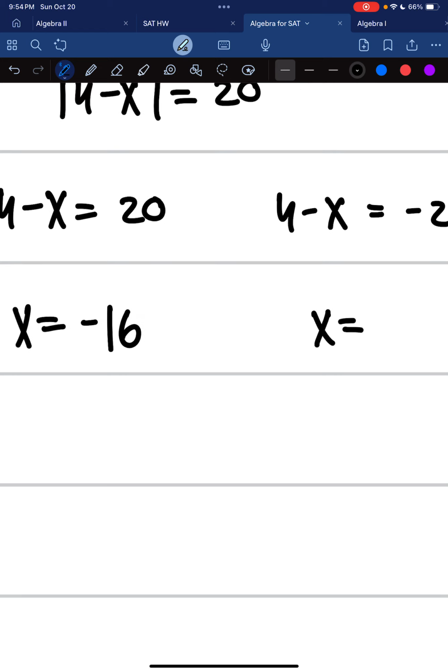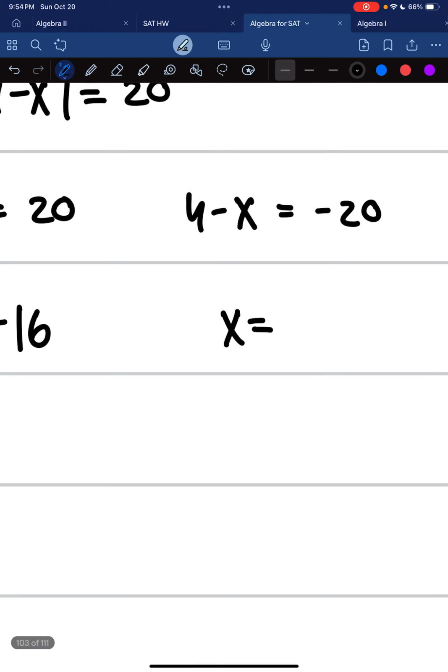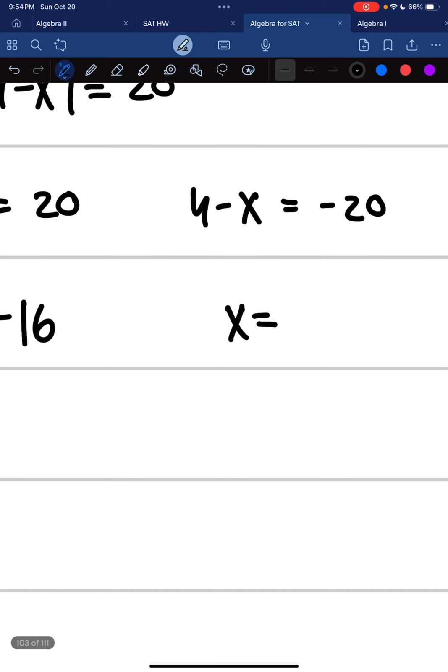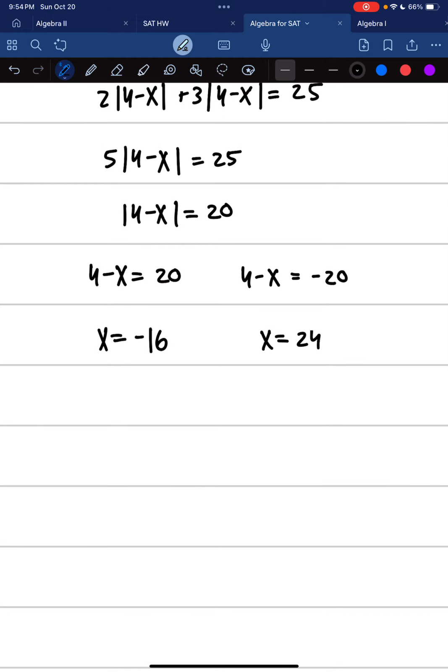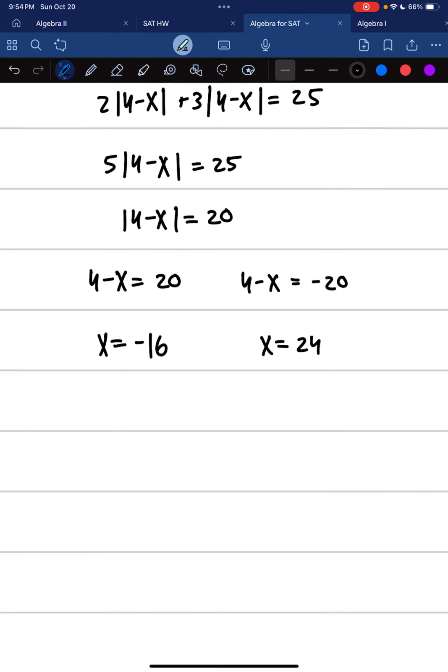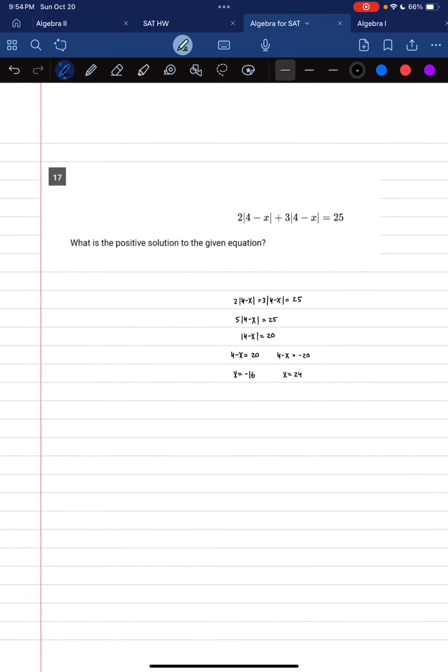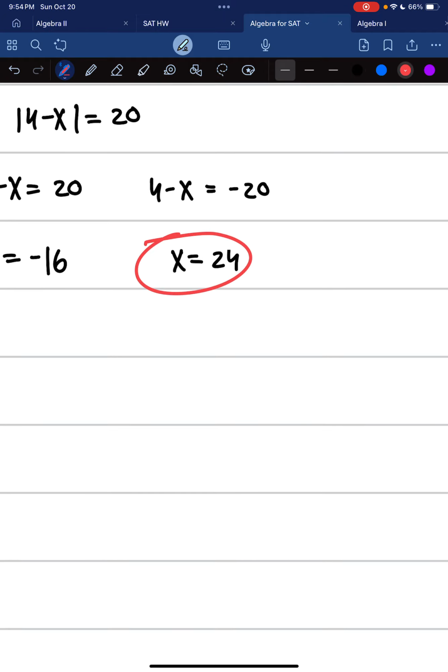Over here, x is going to be equal to, let's see, if you add x to both sides and add 20 to both sides, you're going to end up with x equals 24. So then those are my two solutions, and they're asking for the positive solution here. So then the positive solution is x equals 24.